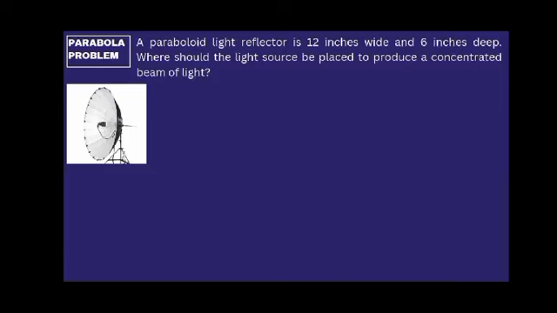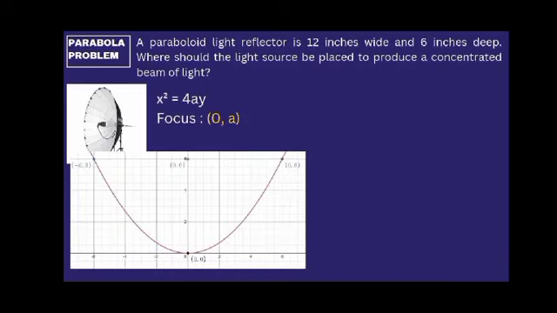Moving on to our problem, it says here that a paraboloid light reflector is 12 inches wide and 6 inches deep. Where should the light source be placed to produce a concentrated beam of light? Ang ating vertex dito ay nasa origin. At mula sa origin, bilang tayo ng 6 units pataas at mula roon, 6 units ulit sa right and left.